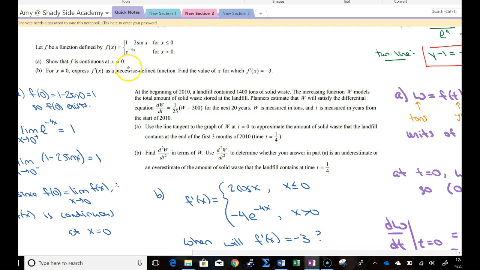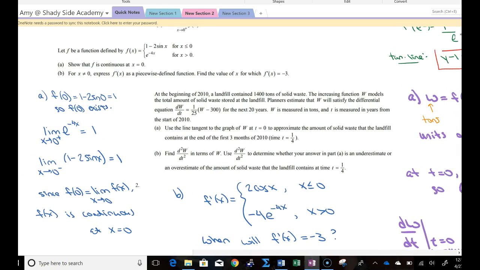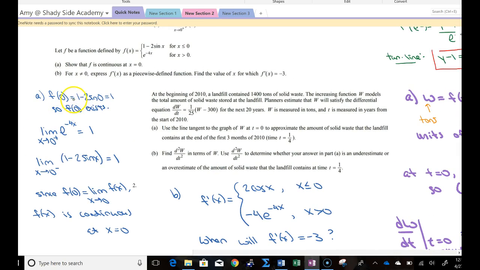Show that f is continuous at x equals 0. Look at that. At x equals 0, look what happens here. I'm showing f of 0 is equal to 1. So I'm saying f of 0 exists. The limit as x approaches 0 from the right, and the limit as x approaches 0 from the left. These are both equal to 1.